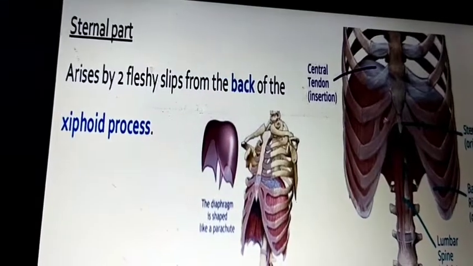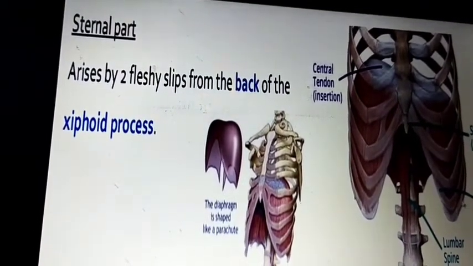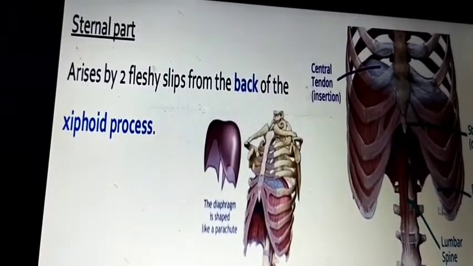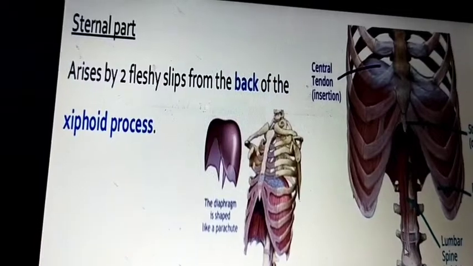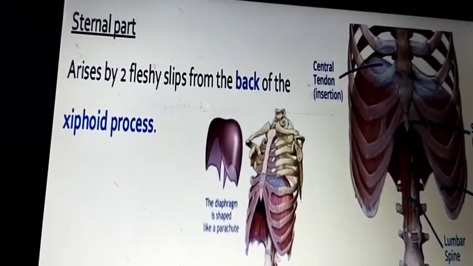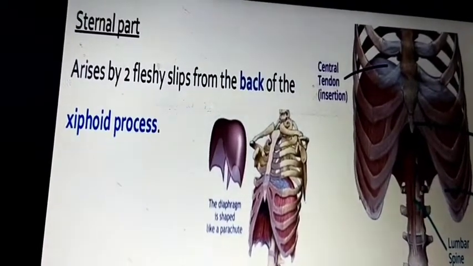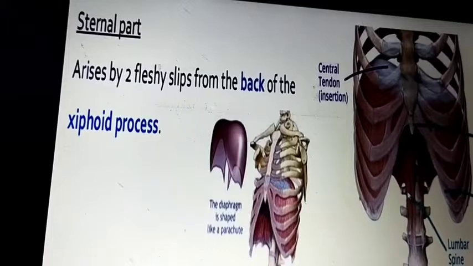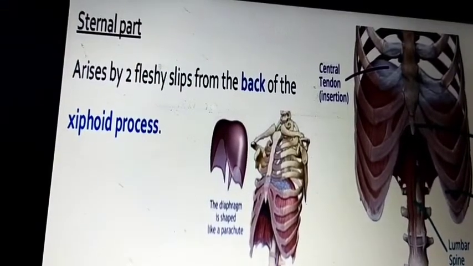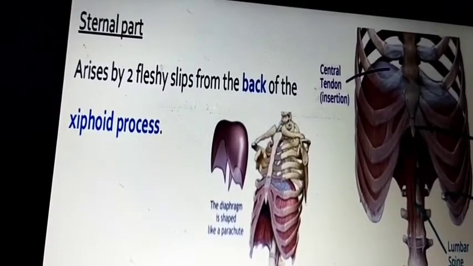In that, you can know that one is the sternal part, another is the costal part, meaning the ribs, and another is the lumbar part. In that you can see the arching. These are the arches; this is a lumbocostal arch. You can see them here.